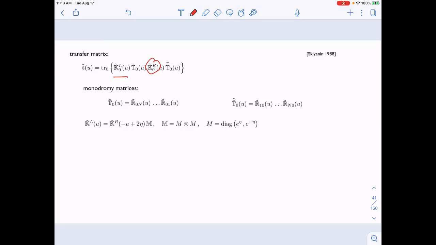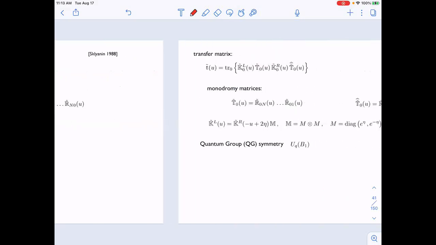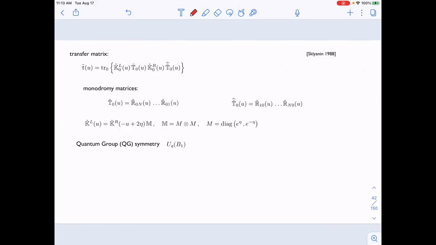Okay, so now this transfer matrix is defined. And one of the nice features of this transfer matrix, and therefore of all the conserved quantities of the model, is that it has a quantum group symmetry. I'll call it U_q(B_1). What that means is that the transfer matrix commutes with the n-fold coproduct of the diagonal generators, H tilde, and also the raising and lowering operators, E plus and E minus.